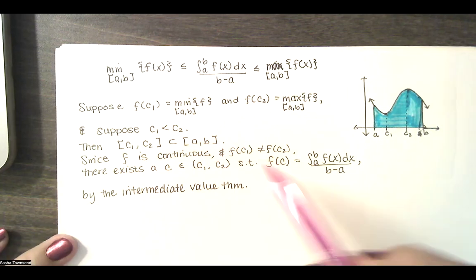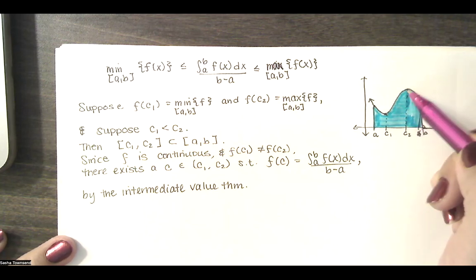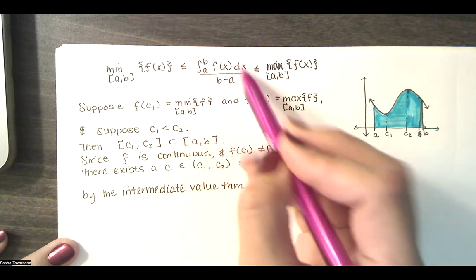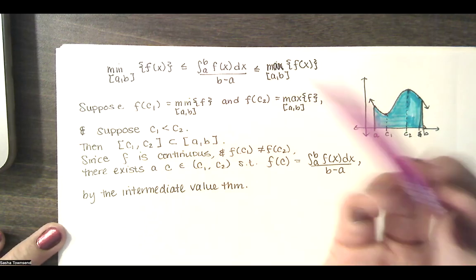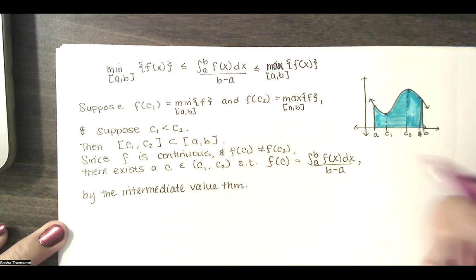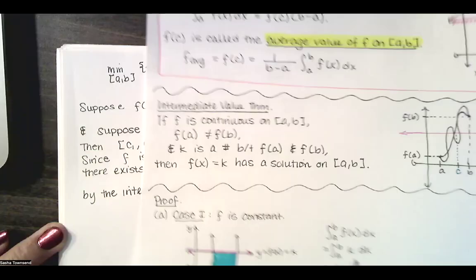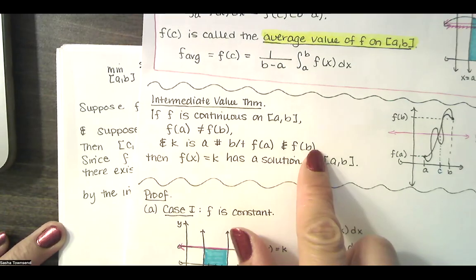So we say since f is continuous and f at C1 is not equal to f at C2, and this value is just a y value in between, that's our k from the intermediate value theorem. So k is a number between those two values.